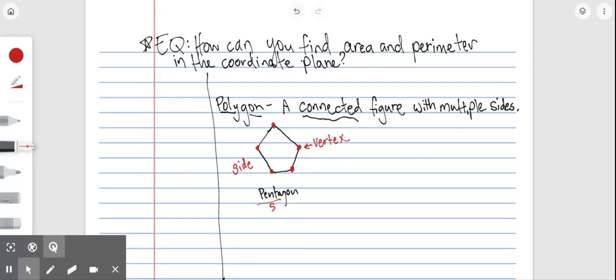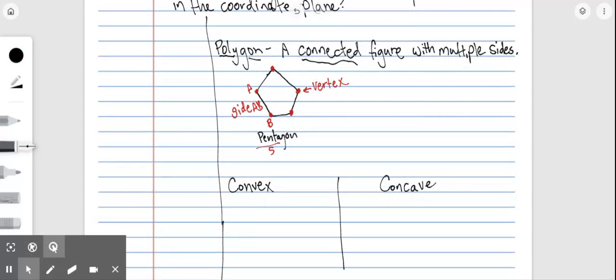Okay, and sides are named just the same way that segments are named. So if this vertex was called A and this vertex was called B, this would be side AB. Okay. Or side BA, if you want to name it that way. You can do it either direction. Doesn't matter because the direction of a line segment doesn't really matter. Okay. All right. So the next thing we need to know in order to classify polygons is convex versus concave.